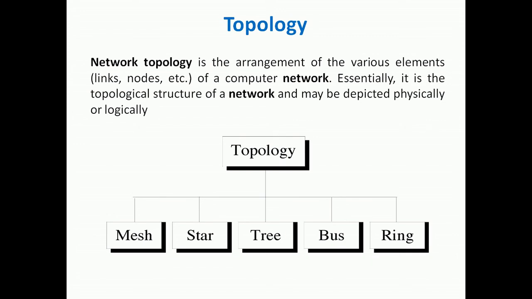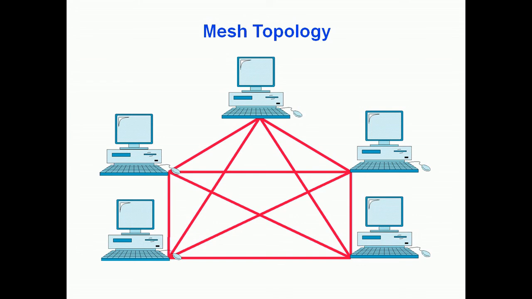So, topology can be classified into different categories: mesh topology, star topology, tree topology, bus and ring topology. We'll see one by one. This is the mesh topology.